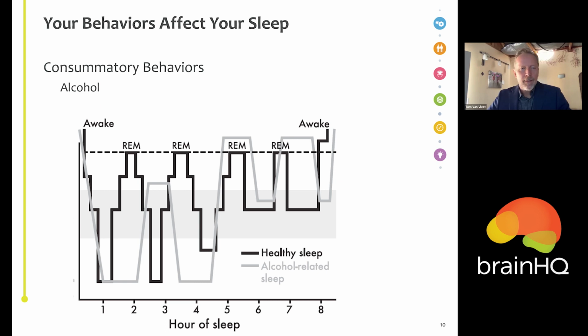Another behavior is alcohol consumption, and this is a much more complex process. As I showed before at the outset, there's this characteristic cycling that occurs throughout the night as you traverse the 4 stages of sleep. And alcohol, shown here in light gray, is a very different waveform, quite distinct from the healthy waveform. As you can see, you have prolonged slow wave and almost an absence of REM sleep.